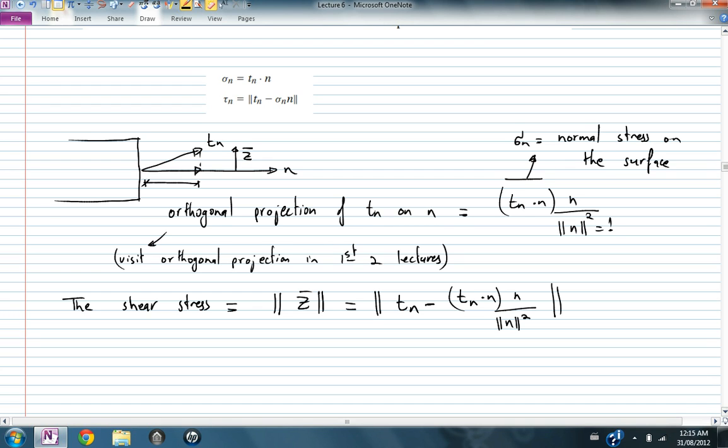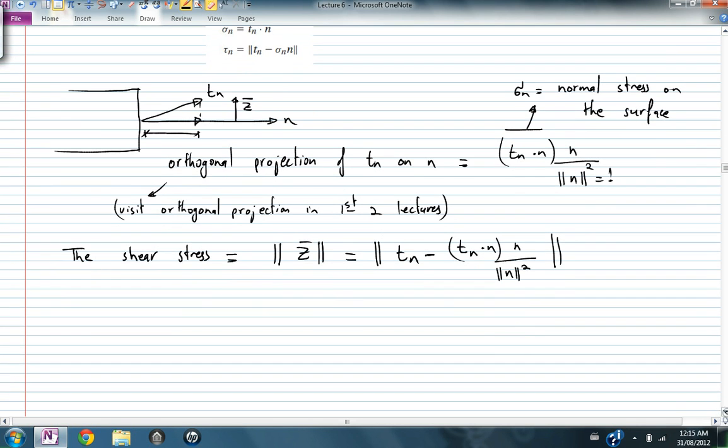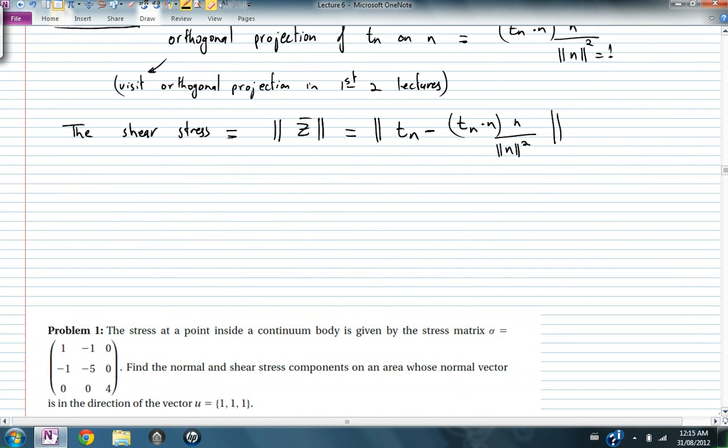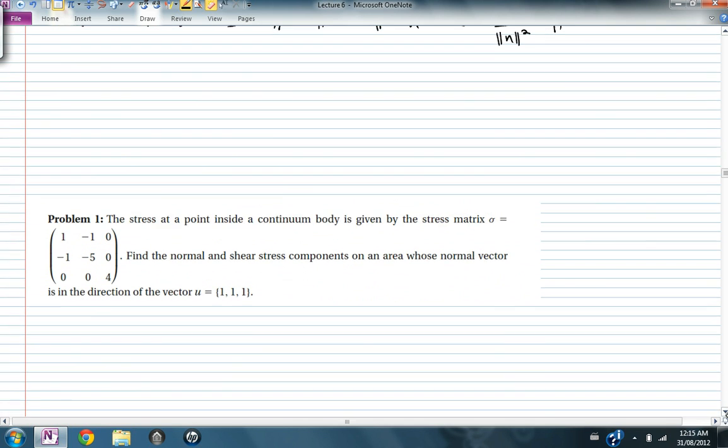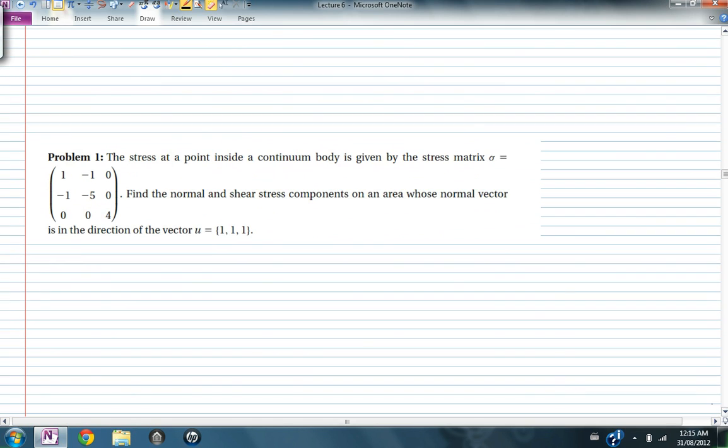So let's give a numerical example to show how we can do these calculations. Of course, if you've done this using Mathematica in the first few assignments, it's very simple to do it here. It's a direct application of the linear algebra part. So I have a continuum. At a point, I'm given the stress matrix of 1, negative 1, negative 1, negative 5, 0, 0, 0, 0, 4. The stress matrix has to be symmetric. If I give you a stress matrix that's not symmetric, then it's a mistake.